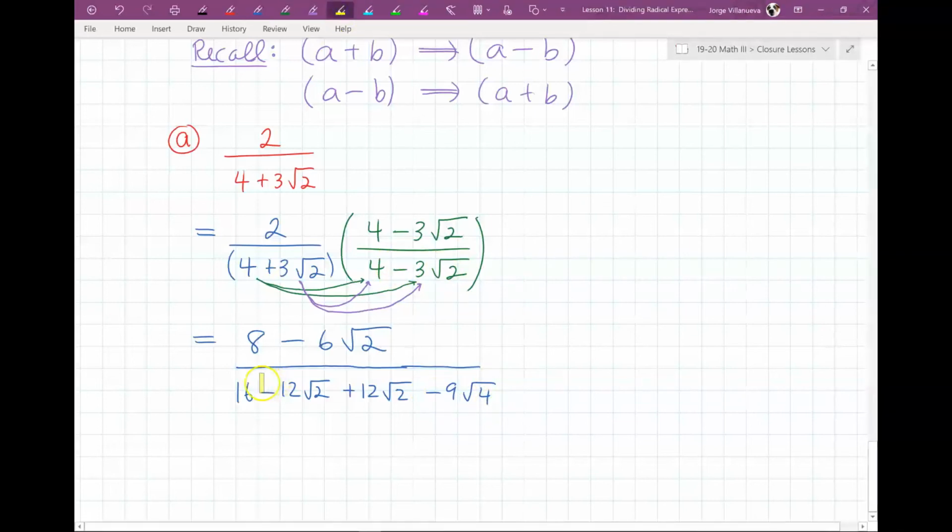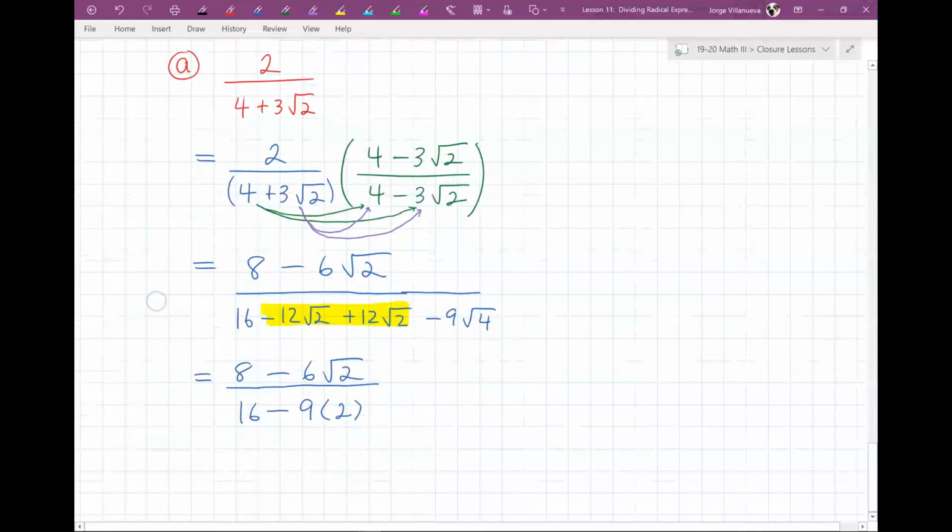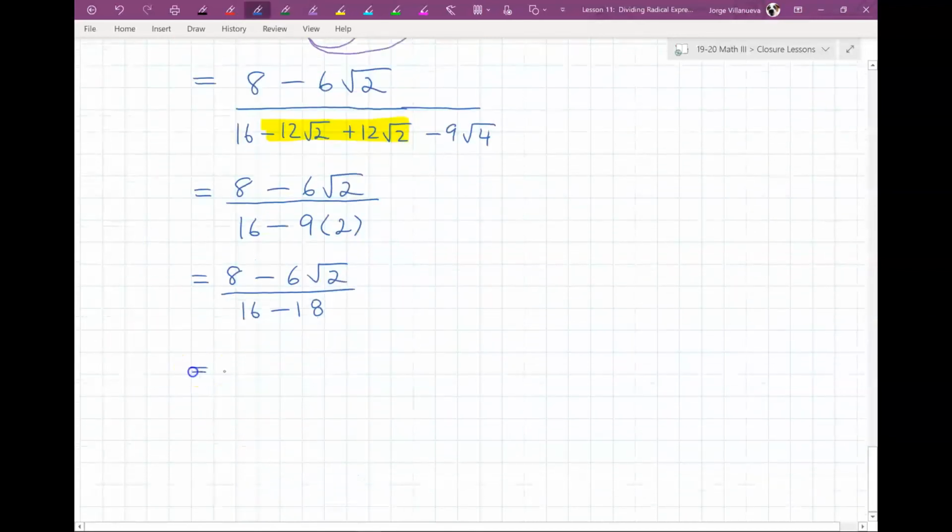I want you guys to notice the middle terms. They should cancel, and they will. Negative 12 radical 2 plus 12 radical 2, they're going to go away. So those cancel. Let me write this out. 8 minus 6 radical 2 divided by 16 minus 9 times 2, because square root of 4 is 2. Well, that's 8 minus 6 radical 2 over 16 minus 18. 16 minus 18 is a negative 2.